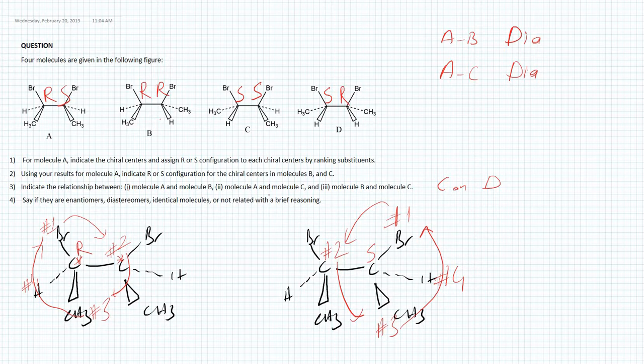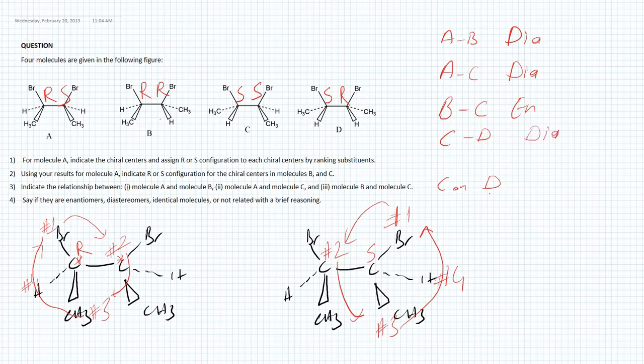Let's look at B and C. B has RR configuration, C has SS configuration. So both configurations change, they are reflections of each other, so we have to say that they are enantiomers. Okay, then let's go to C and D. C has SS configuration, D has SR configuration. Again, one is changing, the other one is not changing. Let's say this is also diastereomers.